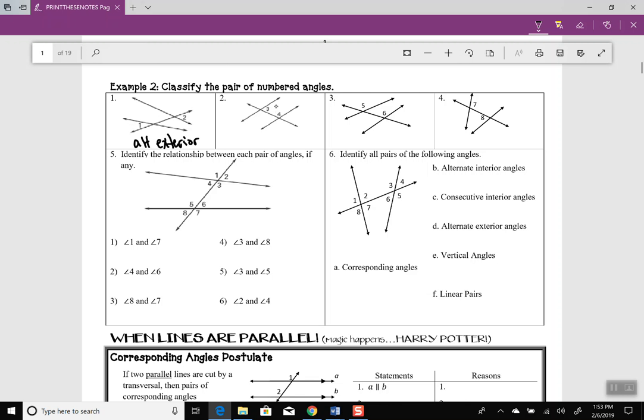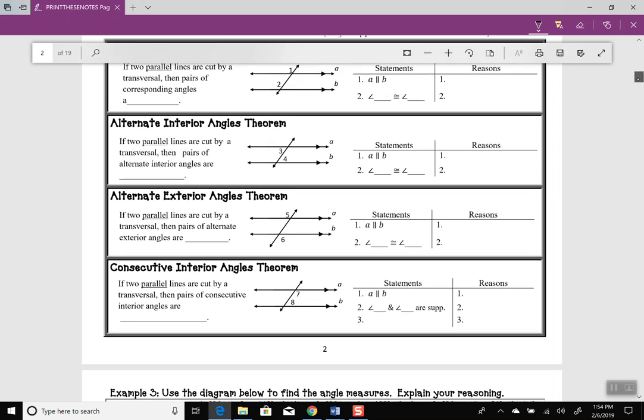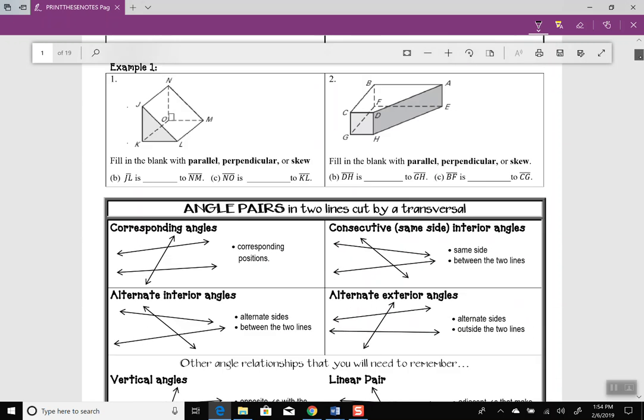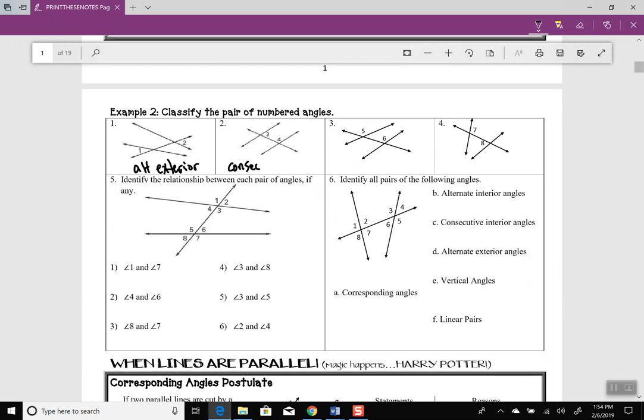Angle 3 and angle 4 and number 2, they are both on the inside, so they're definitely interior, and they're on the same side. We call that same side interior or consecutive interior angles. There's a couple names for it. I believe down here they call it consecutive interior angles. So consecutive interior angles. And you can just match up the picture with the rules down there.